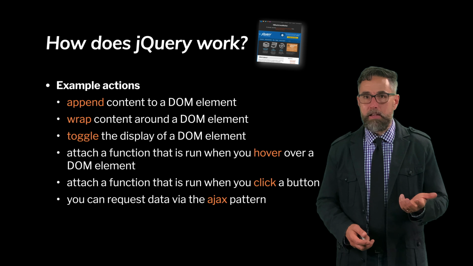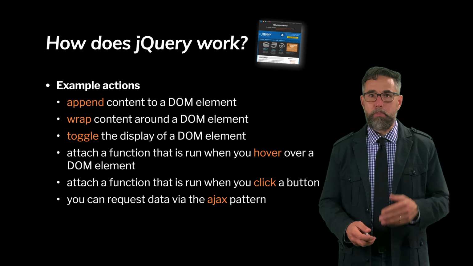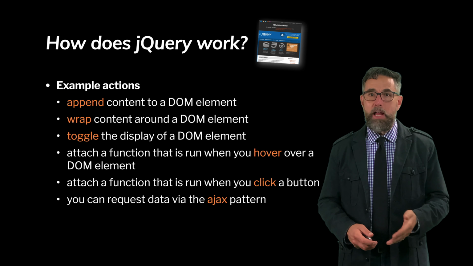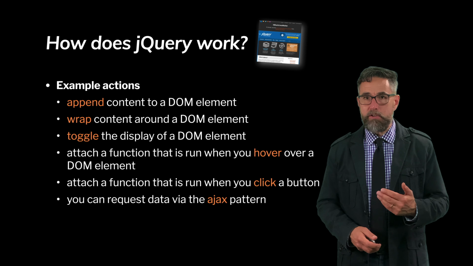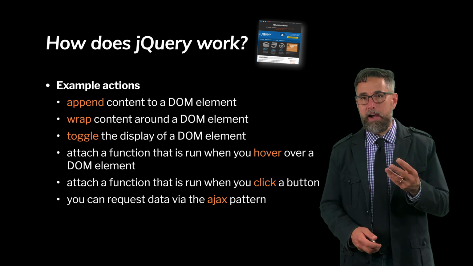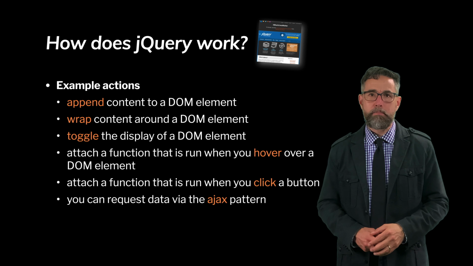You can append additional content to a document object model. So let's say that you have, for example, a list of tweets that are coming in, and you get a notification from a server that a new tweet has arrived. You can use jQuery to create a new paragraph tag and throw that on the bottom of your list of tweets that you already have.